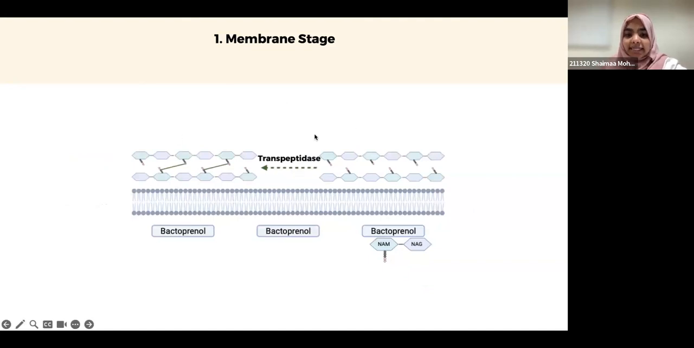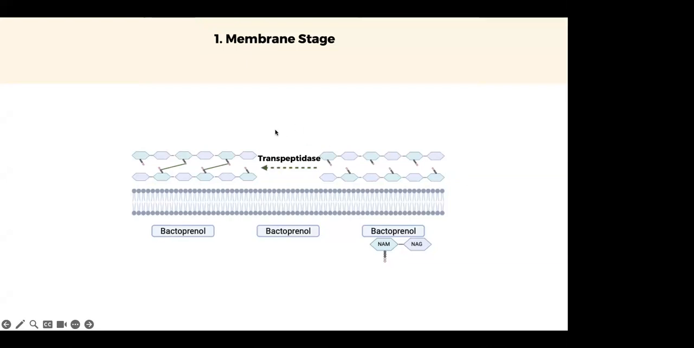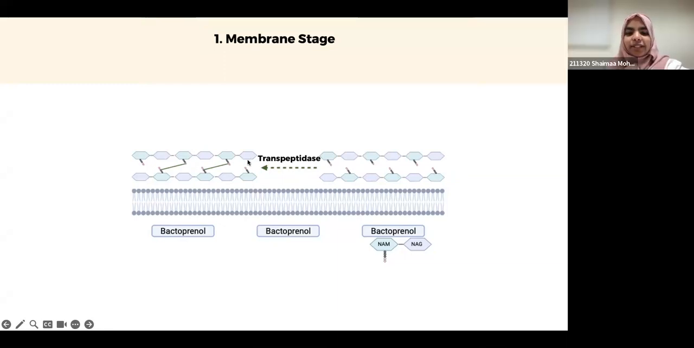Okay. Last stage, which is the cross-linking. This is the third stage, and it's the extracellular stage. Now that we formed the linear chain, we now need to cross-link the chains with each other. And how does cross-linking happen? It happens through an enzyme called transpeptidase. Another name for it is penicillin binding protein. So transpeptidase helps cross-link the peptidoglycan chains to each other to make them stronger.